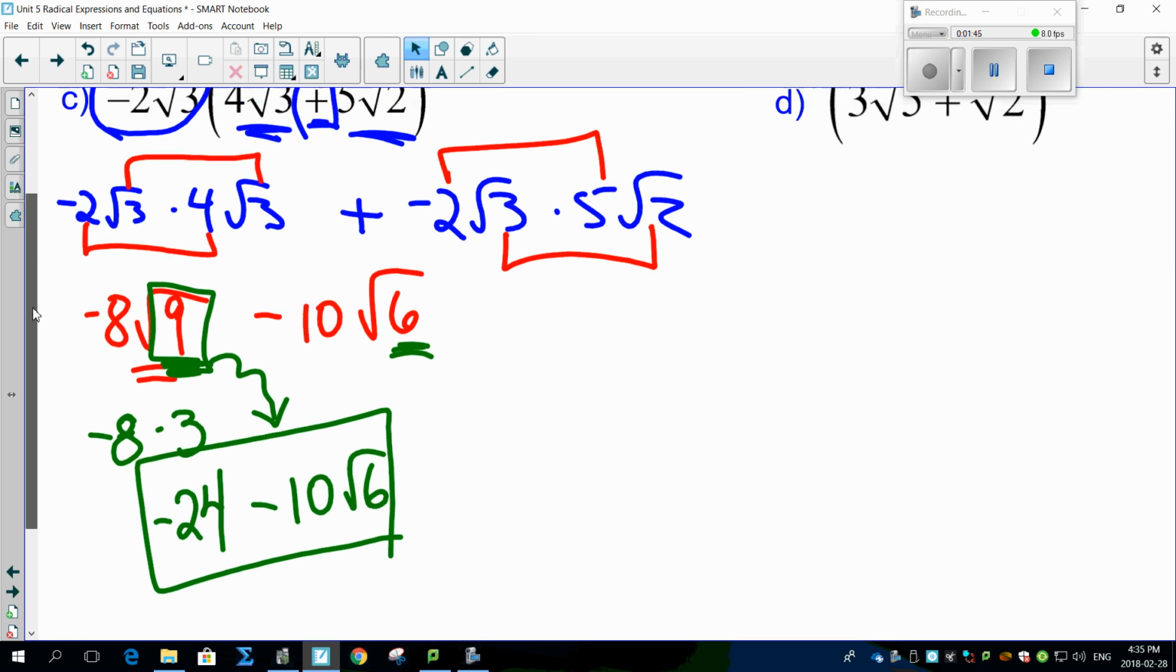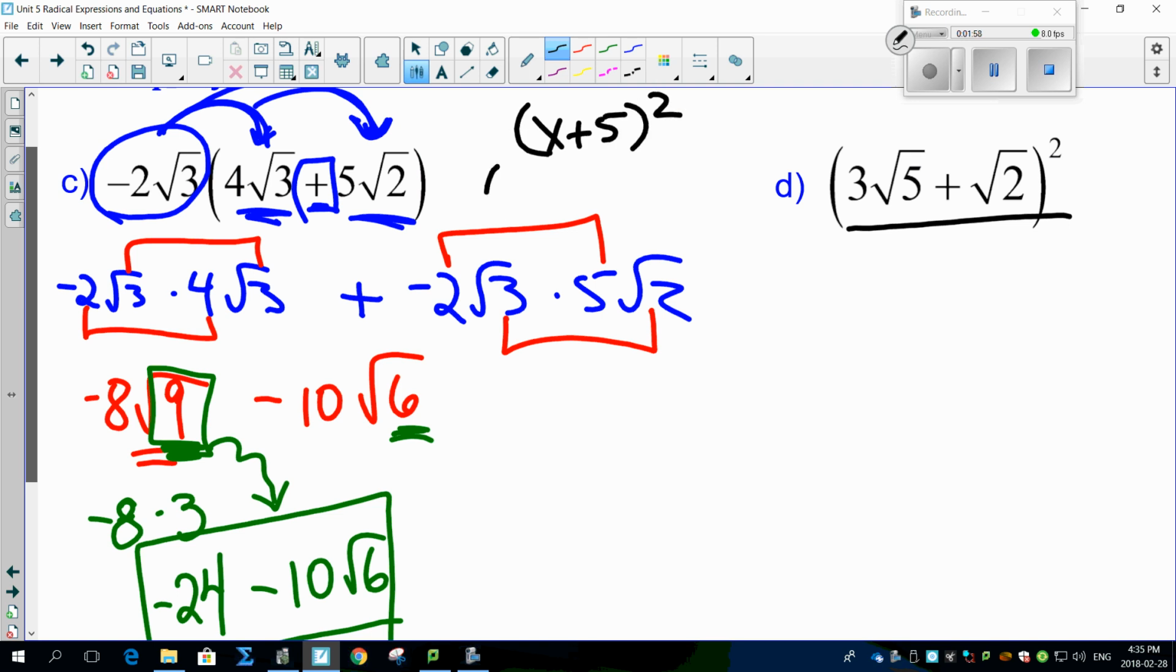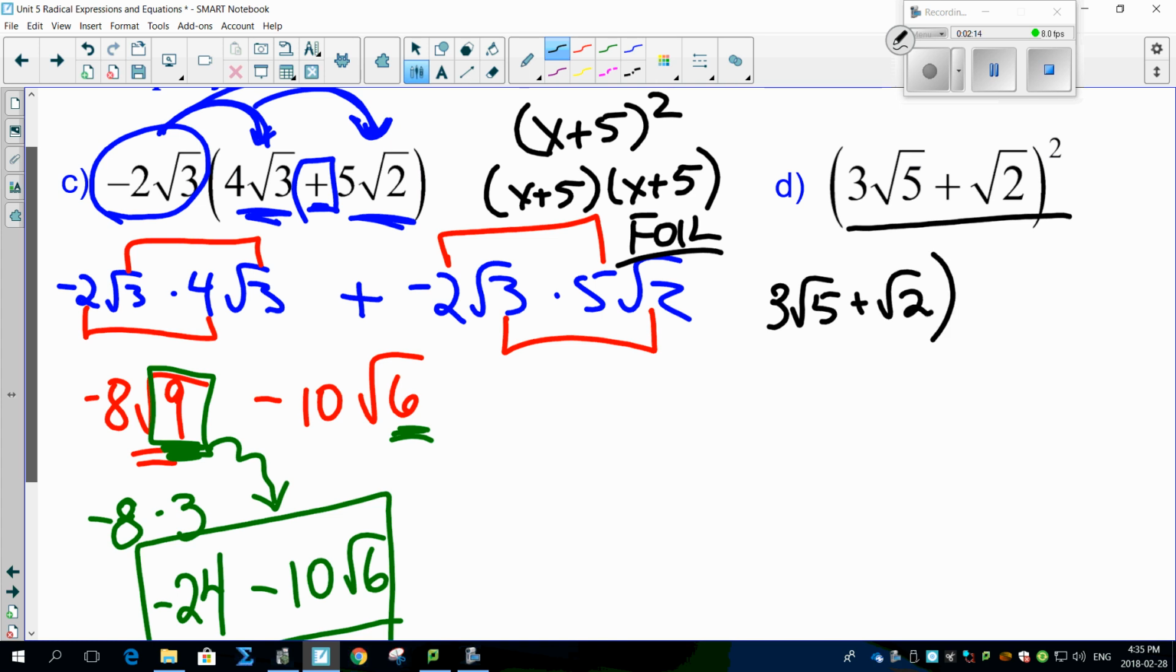Now, my question here then is, what do I do with this mess called D? This is squared. Do you remember when you had something like x plus 5 squared? You had to go x plus 5 times x plus 5 and use everybody's favorite word, FOIL. Absolutely. Well, radicals are no different. This is 3 root 5 plus root 2. This is 3 root 5 plus root 2. And in fact, we can use FOIL for this.